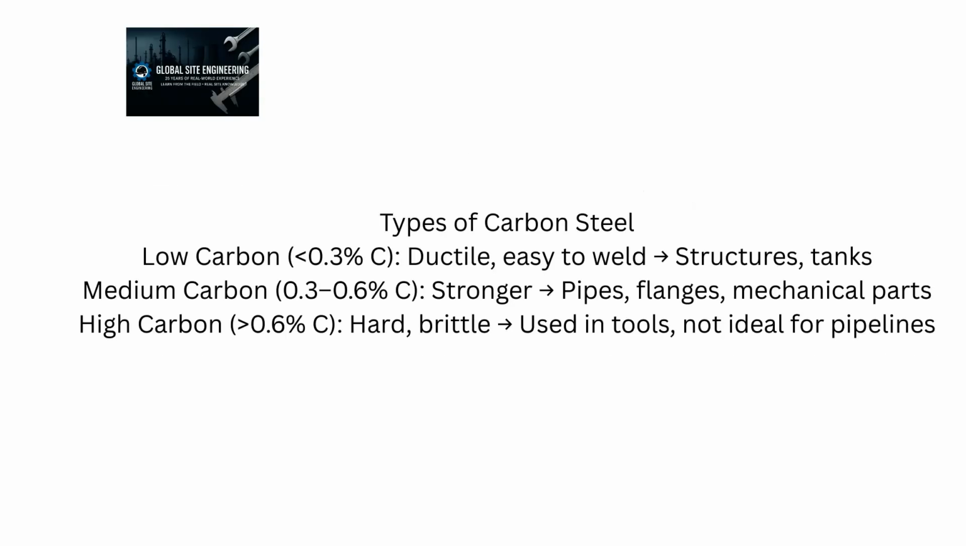Types of carbon steel. Carbon steel isn't just one material, it's divided into types based on carbon content. Low-carbon steel, with less than 0.3% carbon, is soft, ductile, and great for tanks and structural parts. Medium-carbon steel is stronger and used for piping and flanges. High-carbon steel is very hard but brittle and rarely used in pipelines, more suited for cutting tools and wear parts.